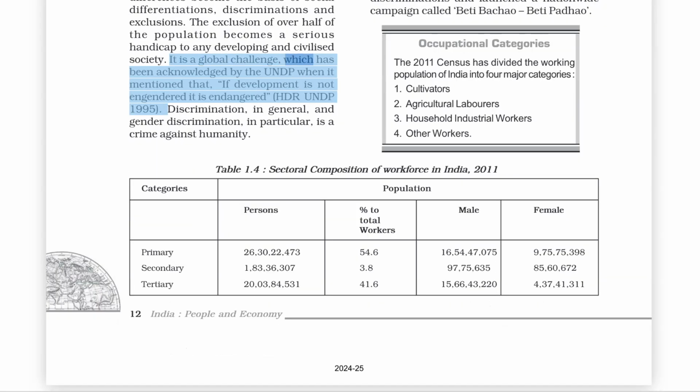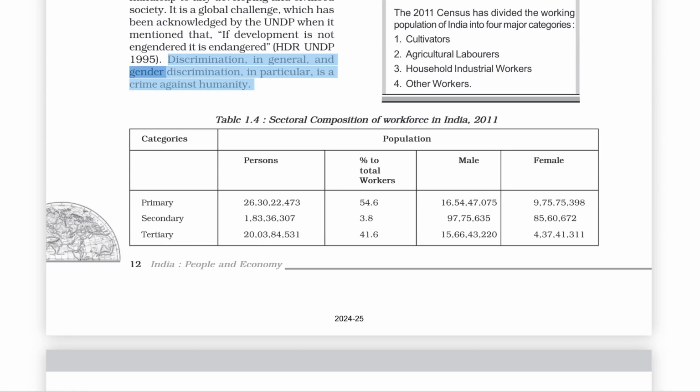It is a global challenge which has been acknowledged by the UNDP when it mentioned that if development is not engendered, it is endangered. HDR UNDP 1995. Discrimination in general and gender discrimination in particular is a crime against humanity.